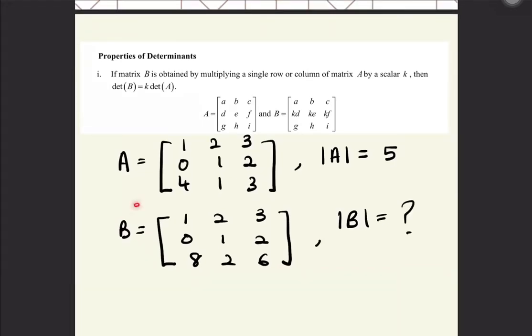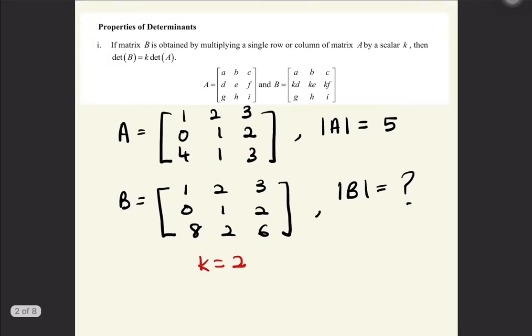If you compare matrix A and matrix B, you can see the first two rows are the same, except for the third row of matrix B. The third row is obtained by multiplying each element in the third row of matrix A by a scalar K. In this case, your K is equal to 2. So 4 multiplied by 2, you have 8. 1 multiplied by 2, you have 2. 3 multiplied by 2, you have 6.